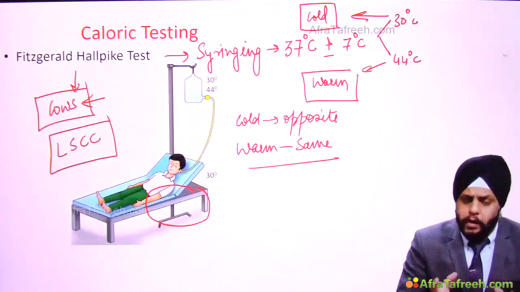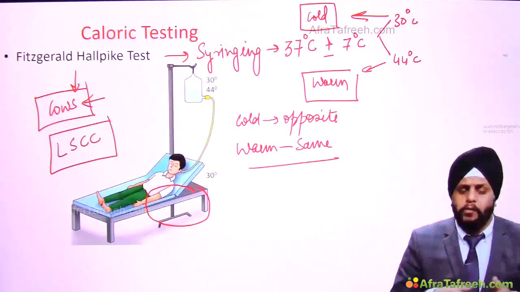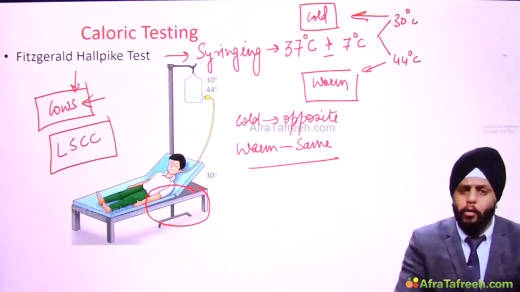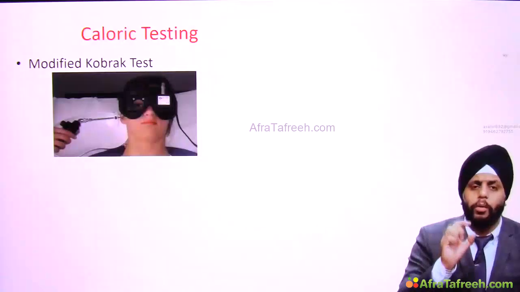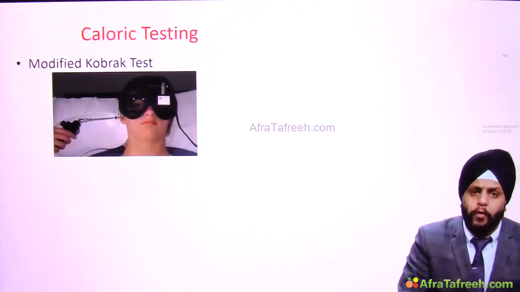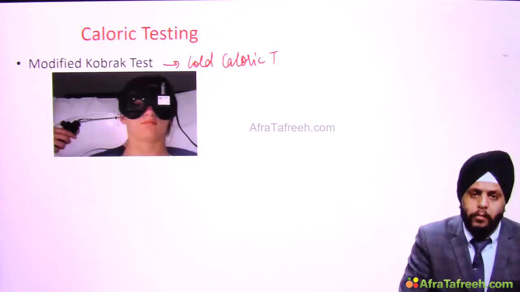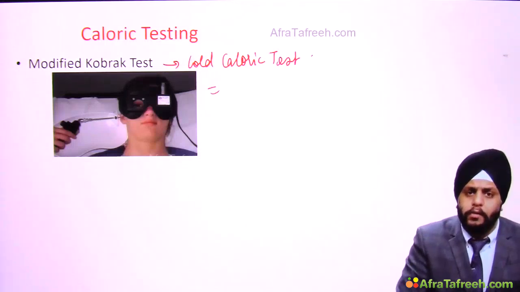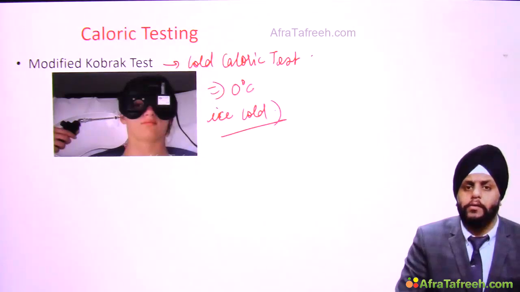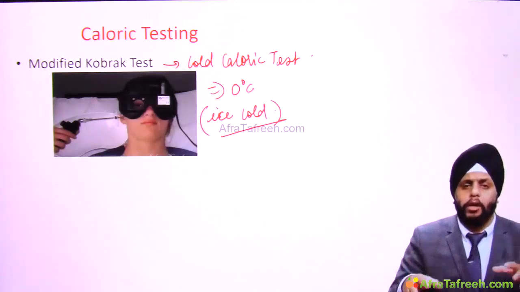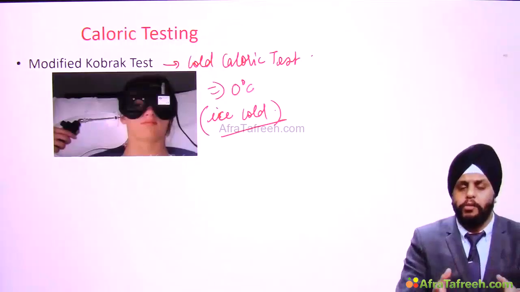Now, when we did this test, we found that out of cold and warm, cold is a stronger stimulus. So instead of doing two tests, with cold and with warm, what was decided? To give only the cold stimulus. So we have the modified Kobrach test, also known as cold caloric test. What is done in this test? In this test, you do syringing with ice cold water. That means water at 0 degree Celsius. Now you are giving the maximum possible cold stimulus.